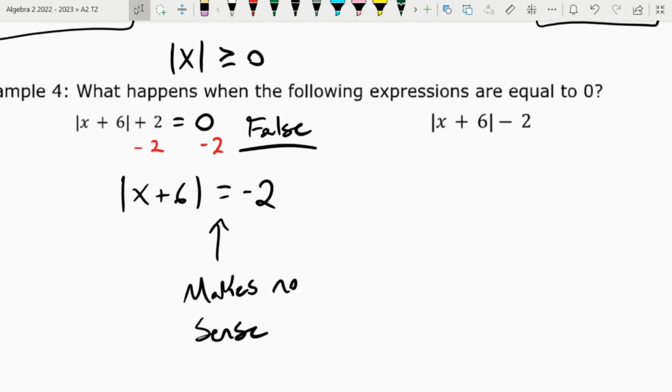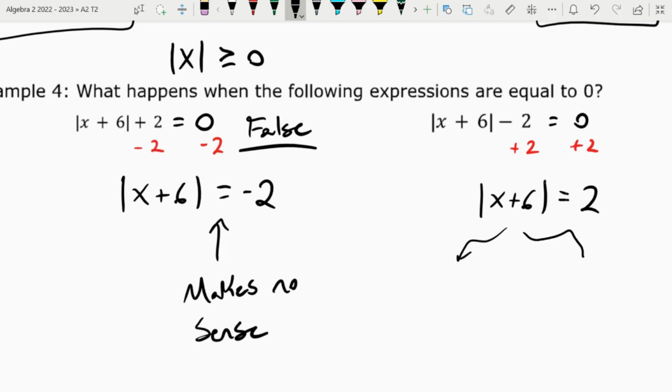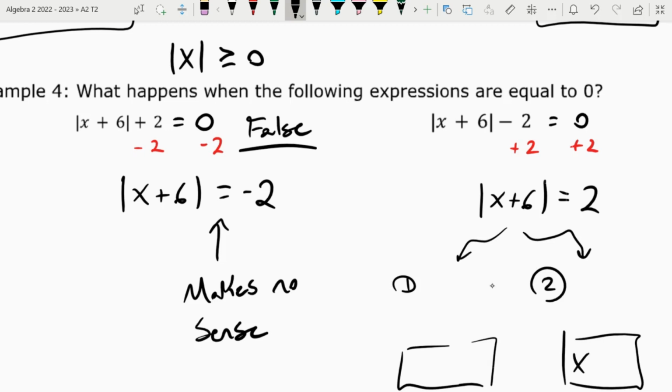On the other example, we would add 2 to both sides if we set it equal to 0, and we would get absolute value of x plus 6 equals 2, which does have reasonable solutions. And I'll let you find those on your own. So we have both scenarios. Make sure to do both. I'm going to let you find these on your own, and you should get 2 values of x for your final answer. Make sure to do those on your own.